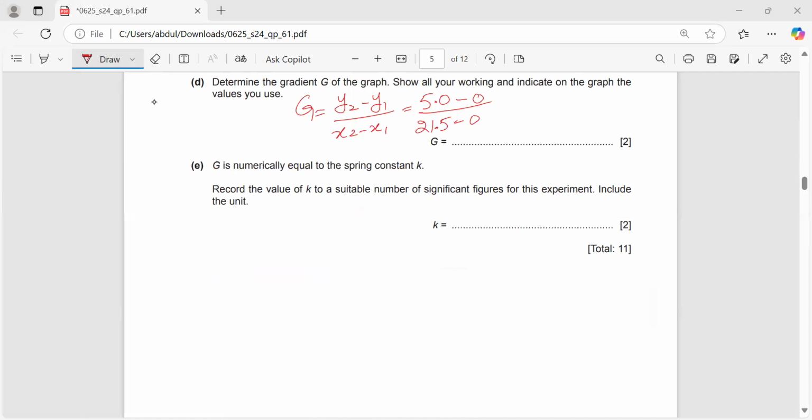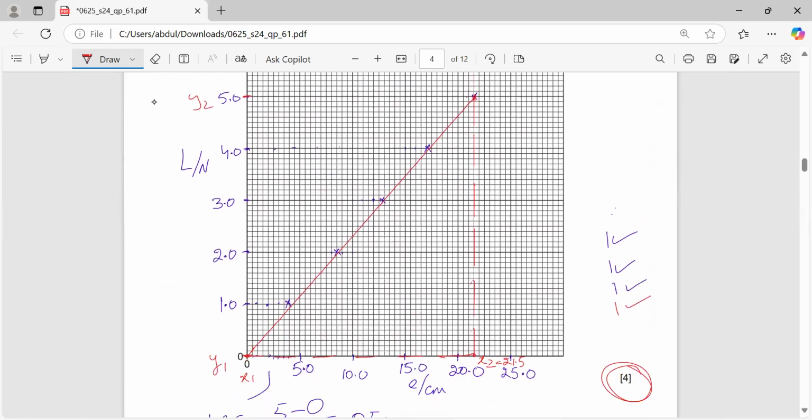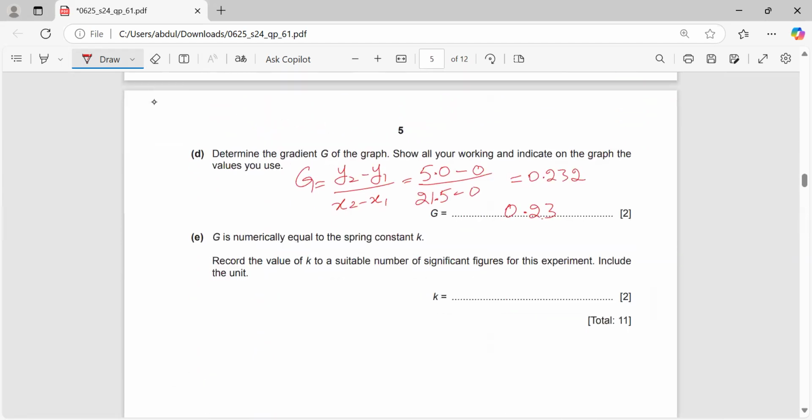0.232, and then in the answer you can write 0.23. There is no need of writing the unit over here, but they never asked, by the way, to write the unit of gradient. But if they are asking, no problem, we have a brain. Gradient is rise over run. This is Newton per centimeter. So we can write here Newton per centimeter, but not needed. Remember, till it is not asked.